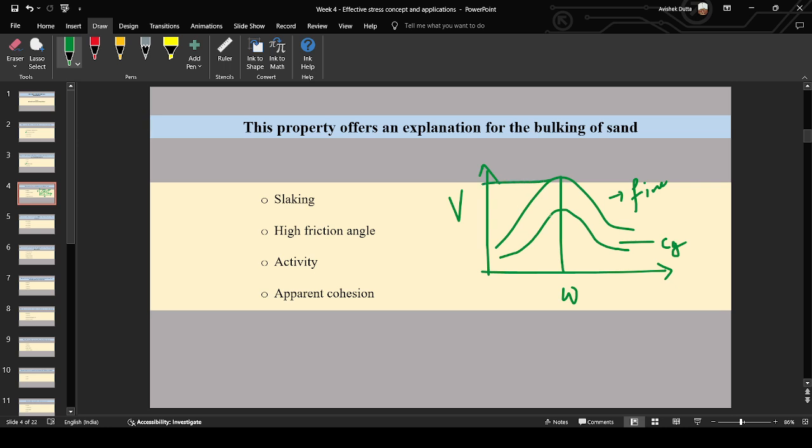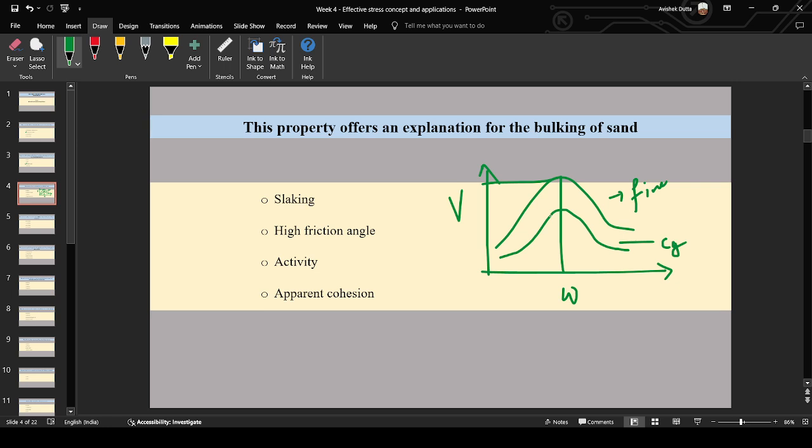Why does it happen? Because when the water is added, because it is a fine grained soil, there is a capillary action of water. Capillary action means the pores are interconnected and it leads to a capillary suction. Due to this capillary action, there is an adhesive force between the sand particles.